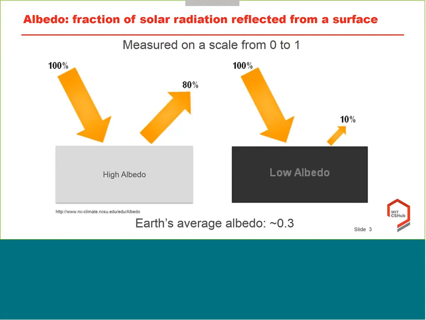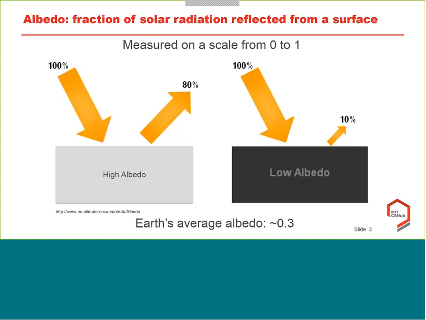And our planet, as you can imagine, has a whole bunch of different surfaces with different albedos. Snow has a high albedo, whereas many urban surfaces have a low albedo. On average, though, the Earth's albedo is about 0.3 when we look across everything, and it turns out that's about the color of grass. So obviously we have a lot of green and blue on our planet.